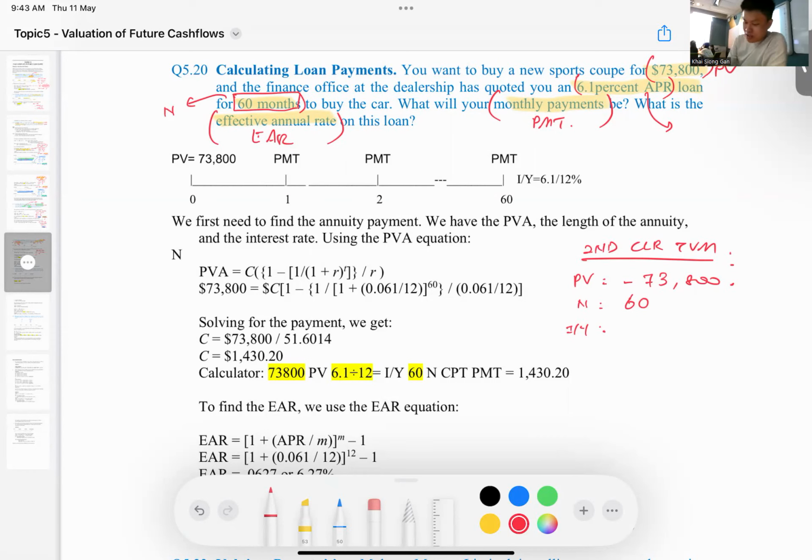So what is the formula again? Remember, APR equals the period rate times the number of periods. So 6.1% is the annual one, so I have to calculate the period rate. So I have to use 6.1 divided by 12. Okay, so 6.1 divided by 12. What do you get? 0.51. Okay, and then compute PMT.